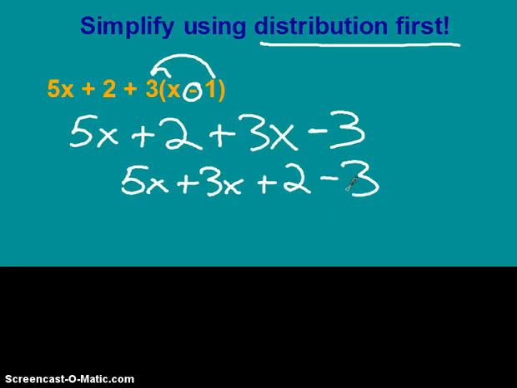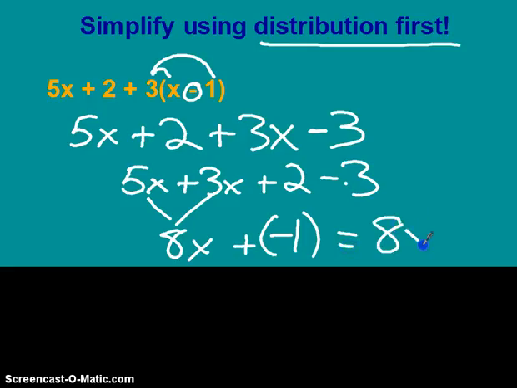So now let's combine like terms. We have 8x plus, and this is going to be 2 minus 3, so that's going to be a negative 1. Now we can rewrite that simply. If we're adding a negative, it's just like subtracting: 8x minus 1. And that would be how you would simplify using distribution. All right, go ahead and start working on your examples right now.